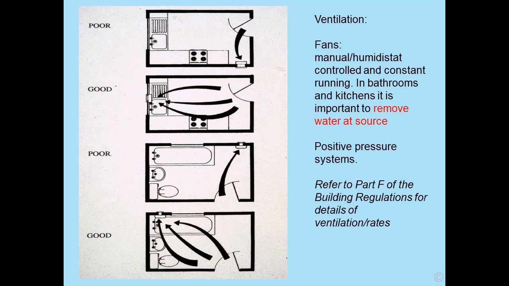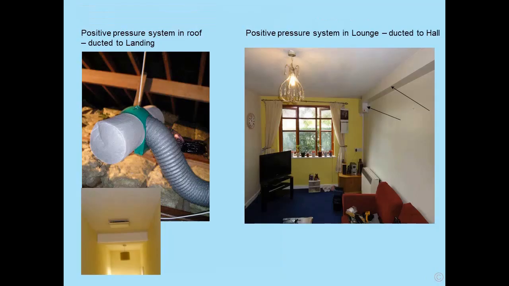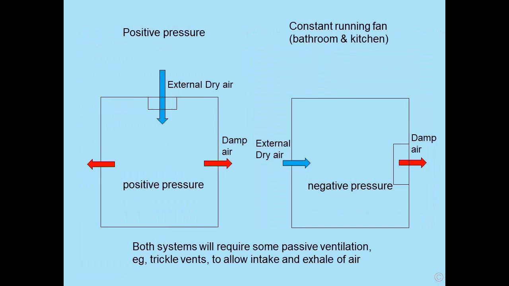Positive pressure systems, another way of ventilating, and I refer you to Part F of the building regulations for details of ventilation rates for the different methods. Positive pressure system in the roof, it's ducted out onto the landing, and indeed another system, positive pressure in a lounge, and that's ducted out to the hall. Positive pressure systems pull in external dry air.